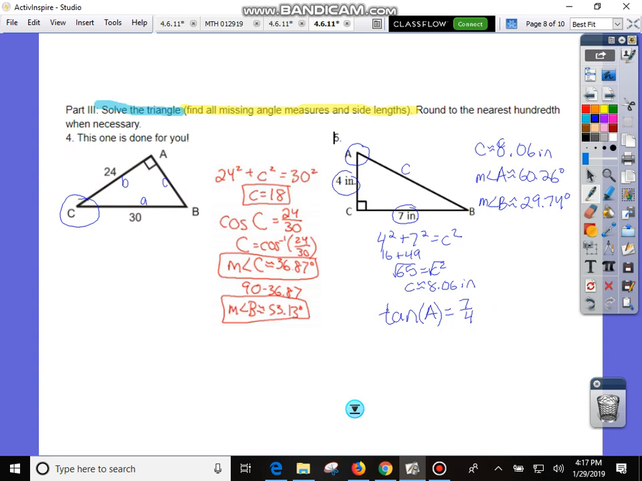To solve this, we're going to take an inverse tangent of both sides. So the inverse tangent here is going to cancel out, and then the inverse tangent here is what's going to solve it. So you take the inverse tangent of 7 over 4, and you get your measure of angle A to be approximately 60.26 degrees. And then last but not least, I can simply do 90 minus that 60.26 and get my measure of angle B to be approximately 29.74 degrees.